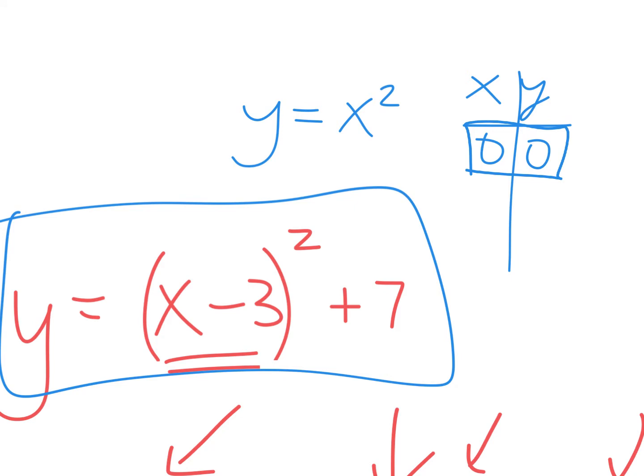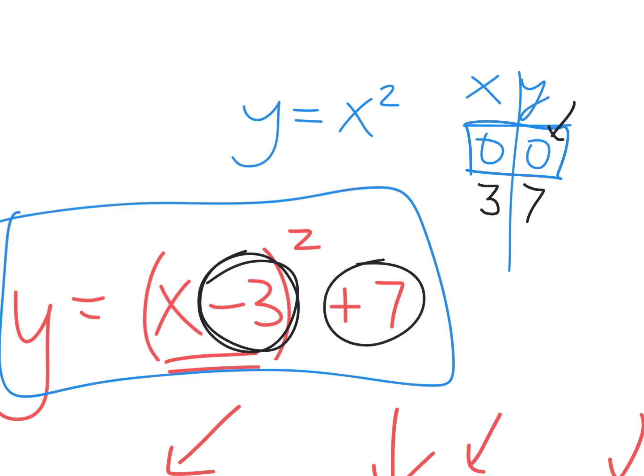Now I want you to think about what you did there. You didn't subtract 3 from your x. You added 3 to your x. And your y value of 0, you added 7 to that. 3, 7. Also, because this is in vertex form, you should be able to just go, oh yeah, that's 3, and you don't trust the negative there, so it's positive 3, 7.